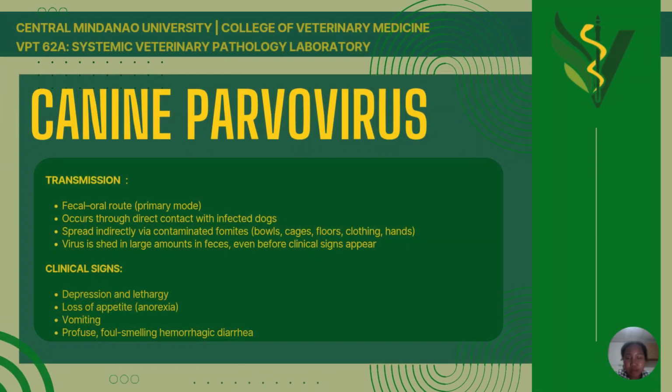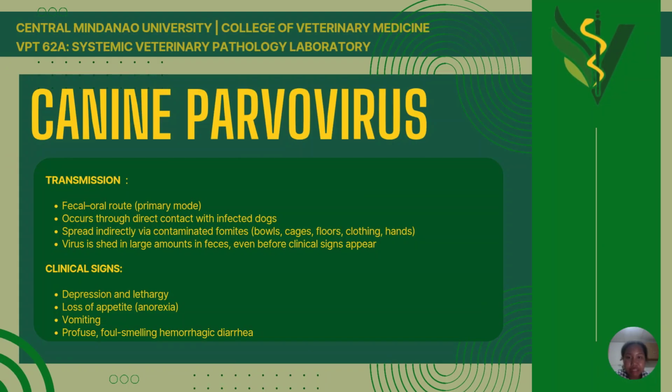Now let's talk about the transmission of canine parvovirus. Canine parvovirus is primarily spread through the fecal-oral route, so direct contact with infected dogs is the most common source of infection. However, the virus is extremely resilient in the environment and can also be transmitted via contaminated fomites like food bowls, cages, floors, clothing, and even human hands. So cleanliness is very essential if you have a dog previously infected with canine parvovirus.